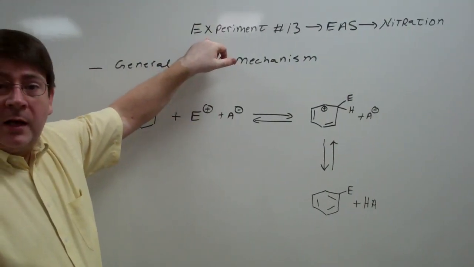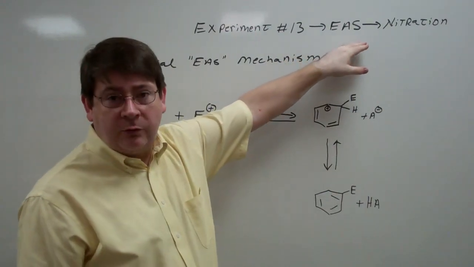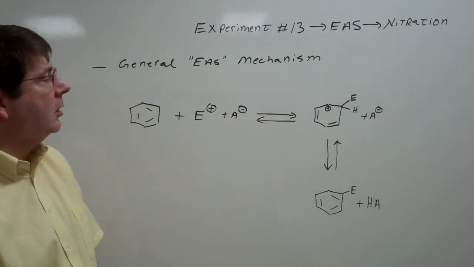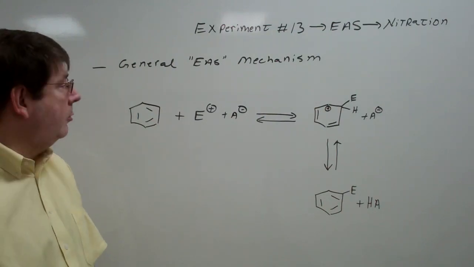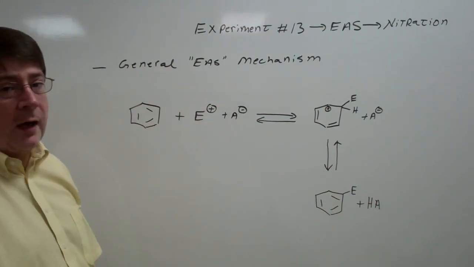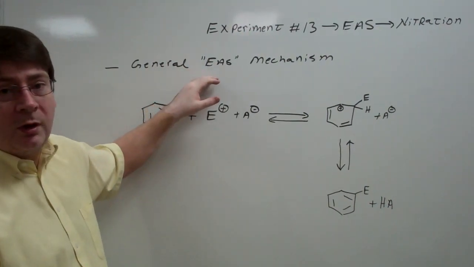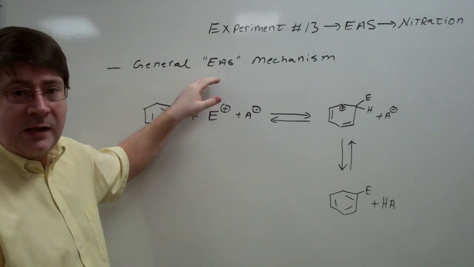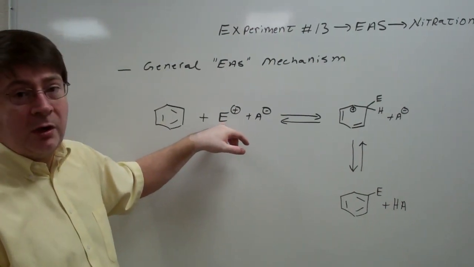So we're going to be talking about experiment 13 this week, which deals with the nitration of a benzene ring. So we're going to be dealing with electrophilic aromatic substitution. First, I want to quickly review the general electrophilic aromatic substitution mechanism. And I want to emphasize it doesn't matter what your electrophile is in this particular case, the mechanism is exactly the same. What's important is how we actually generate the electrophile.